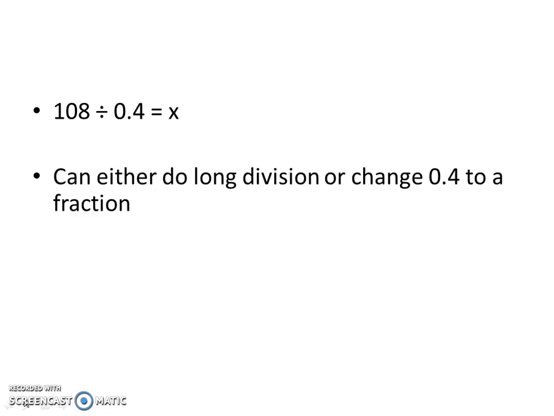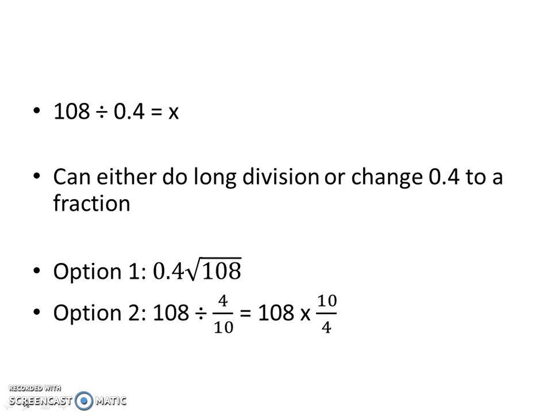There's two different ways we can think about solving this division problem. We can do long division, or we can change 0.4 to a fraction. The first option is doing long division. I know that's not a division sign, it's a radical sign, but I couldn't find a division sign. Or we can divide by 4/10, which is the same as multiplying by 10/4. Either option works to get the same answer of x equal to 270. It's just whichever one makes more sense to you.